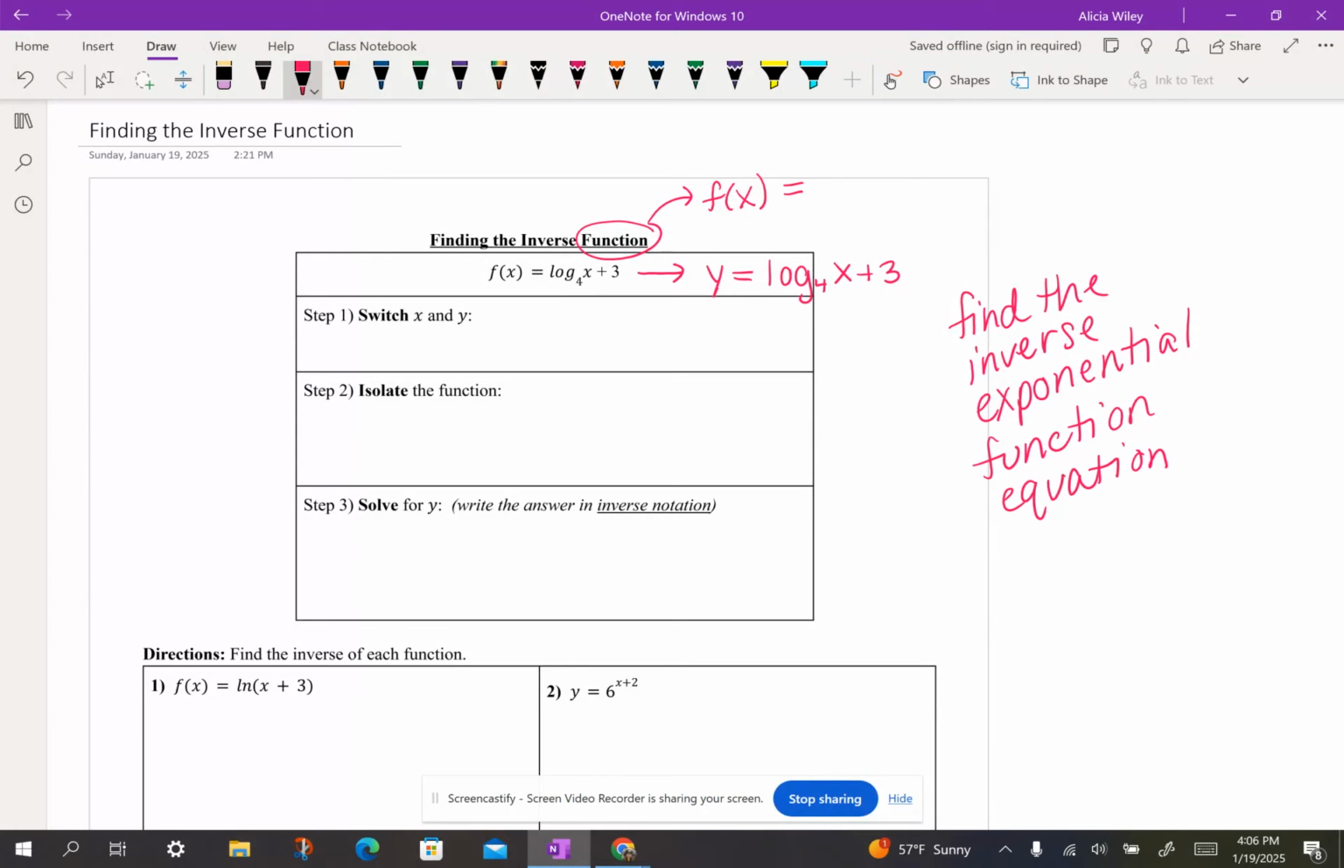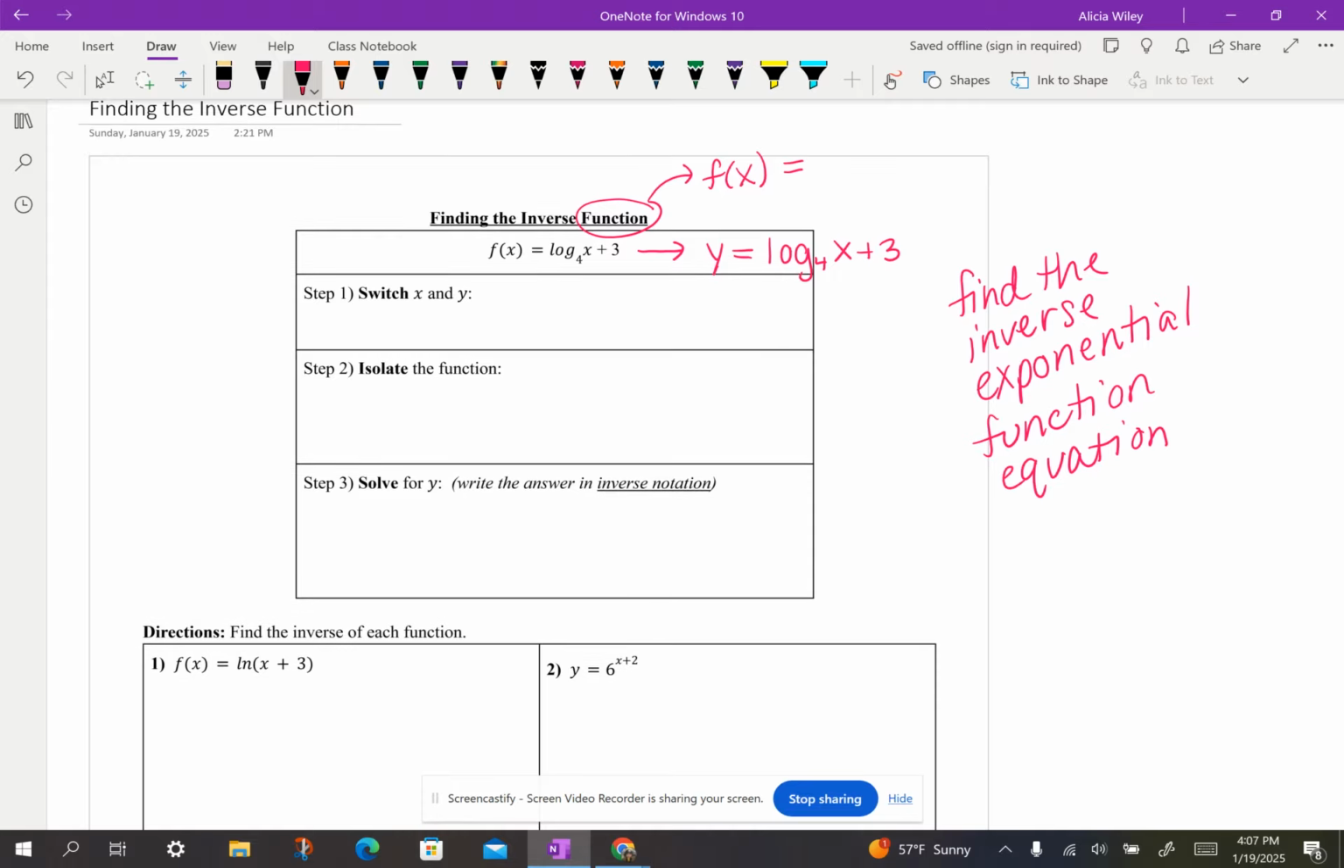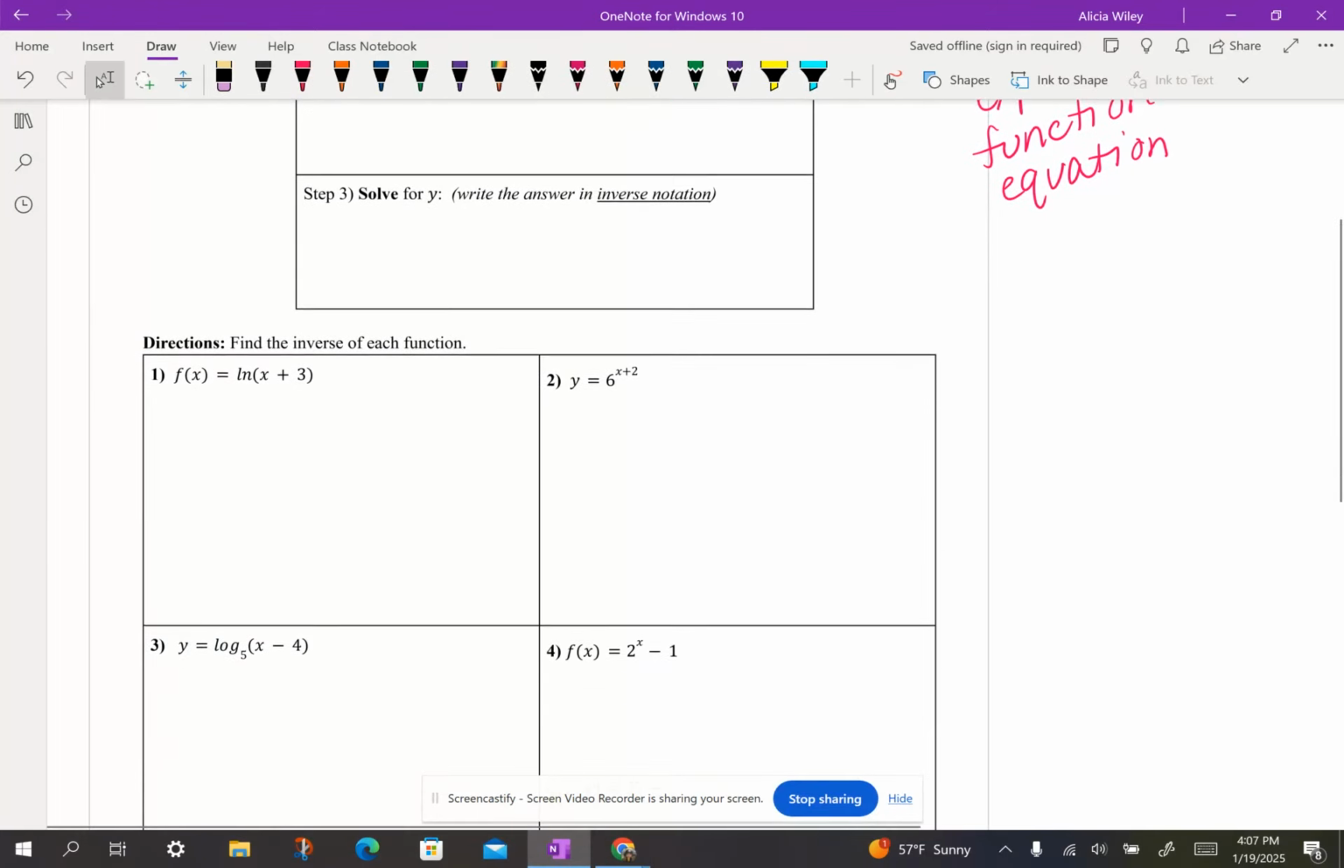So these are the steps that you take to do the problem. You're going to switch x and y, you're going to isolate the function, and you're going to solve for y. And we will use a special notation called inverse notation to designate our final answer. I'll get to that when we get there. Okay, so I'm going to do the first one with you here, and then you'll have some example problems to do on your own or with the teacher.